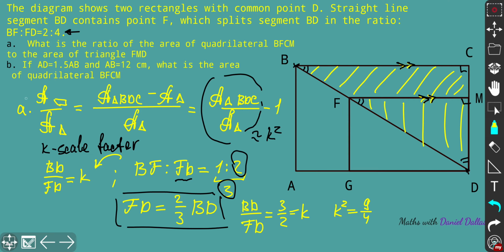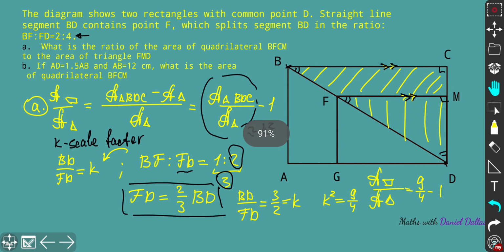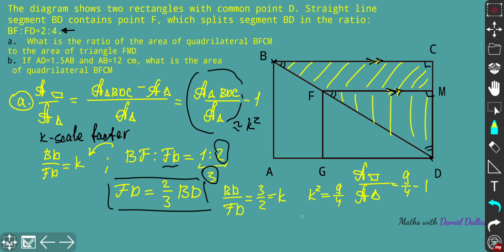So the answer to question A was the ratio, simply 9 over 4 minus 1. So the final answer to the ratio of the quadrilateral area to the area of this triangle FMD is going to be 9 over 4 minus 1. Okay, and if we simplify that, we finally get that the area of this quadrilateral to the area of the triangle is 1 and 1 over 4, or 5 over 4, as the result. So this is the answer to question A.